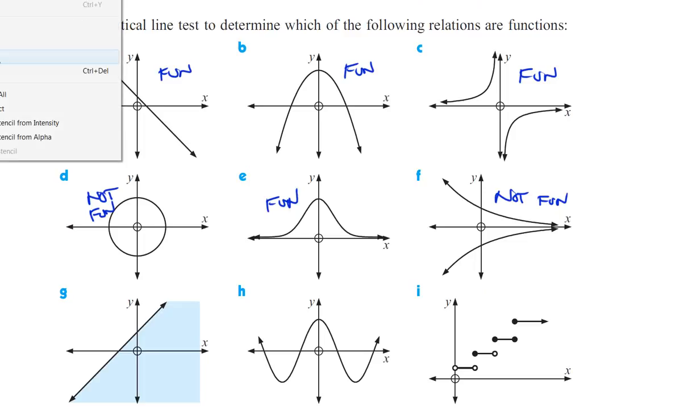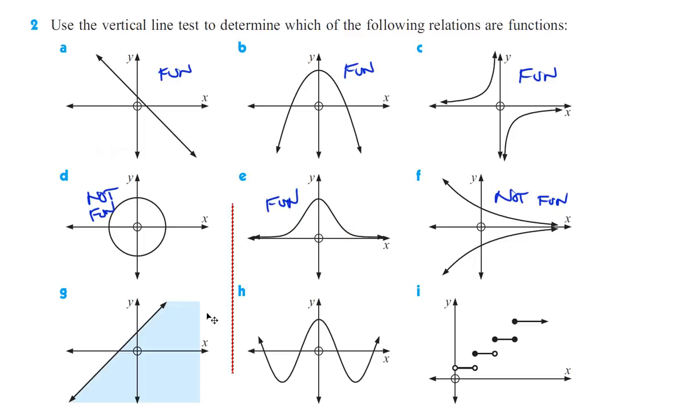So let's bring our line back. And we do this here. Now this is a tricky one because it's got this shaded portion down here. So really what you want to do is think of this as all black. As soon as we get in here at all, there's an infinite amount of points on that same vertical line. So this one would also not be a function, because all these points in here are all included.